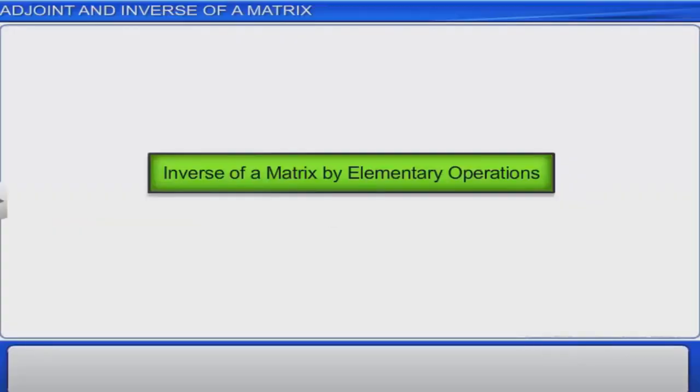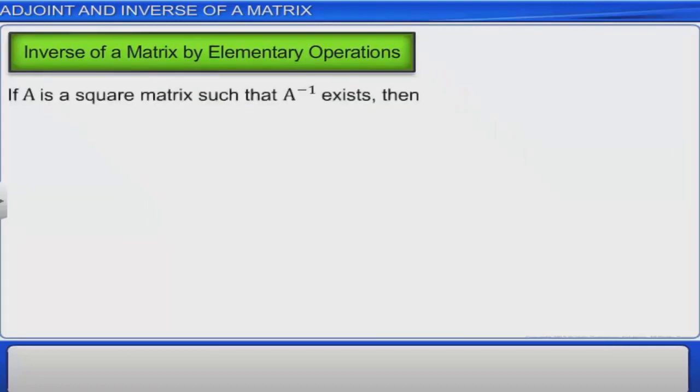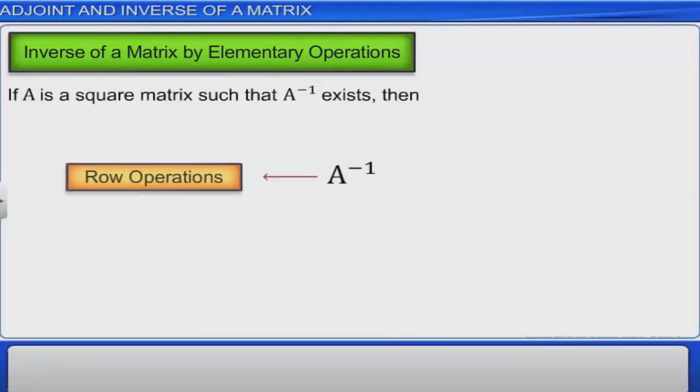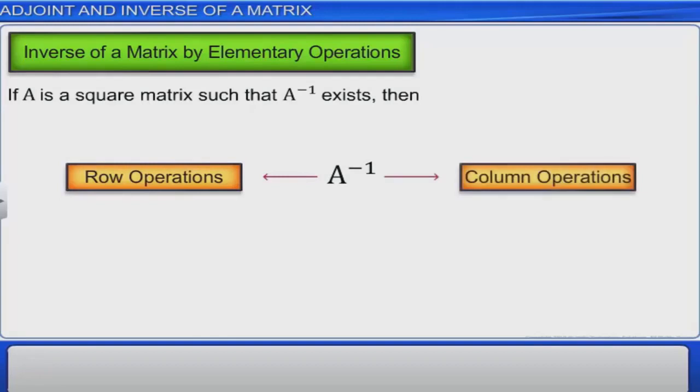In matrices, you learnt to find the inverse of a square matrix by using elementary row or column operations. If A is a square matrix such that A inverse exists, then to find A inverse using elementary row or column operations, we write A is equal to I into A or A into I, and apply a sequence of elementary row or column operations till we get I is equal to B into A or A into B. In each case, matrix B will be the inverse of matrix A.